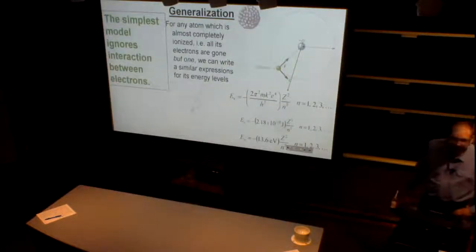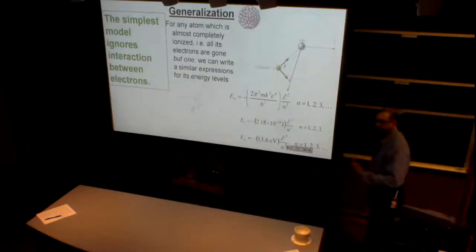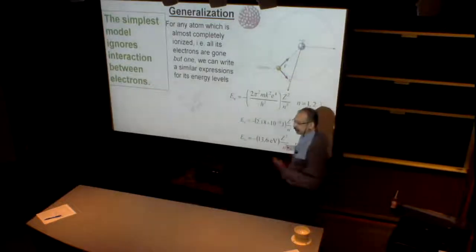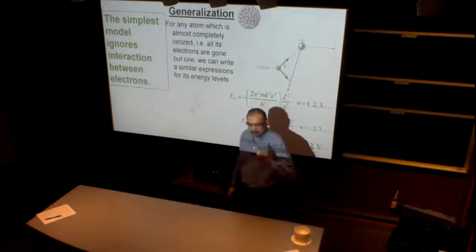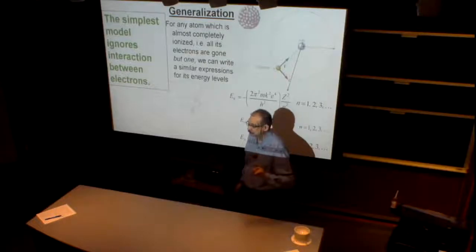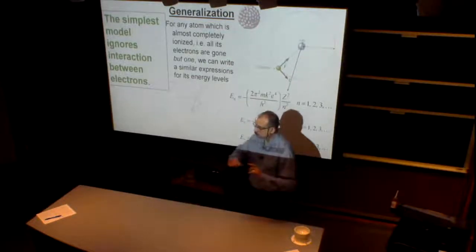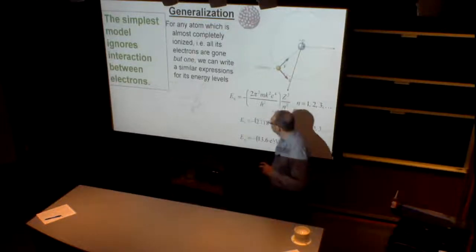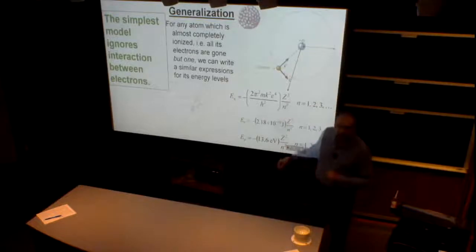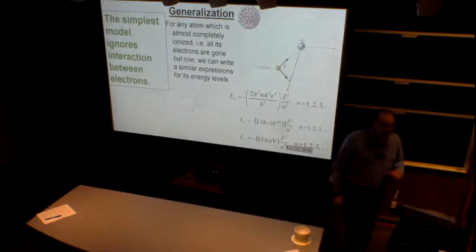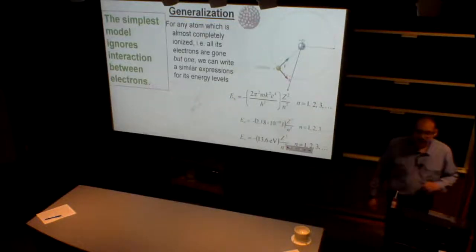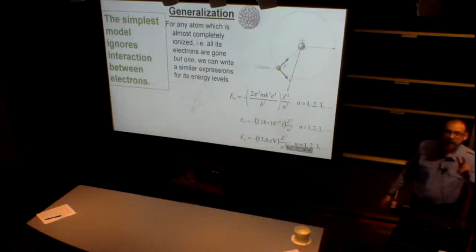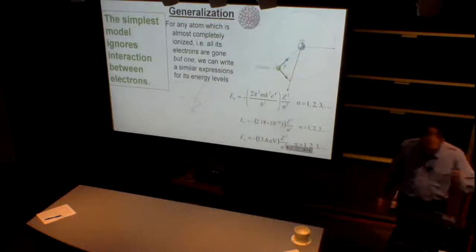And in general, this theory works fine for any ion which has only one electron orbiting. So let's say we have a helium, take one electron off, leave one electron orbiting. In that case, we can use exactly the same equations. We just have to replace the charge of an electron with the charge of two protons, technically, two protons.